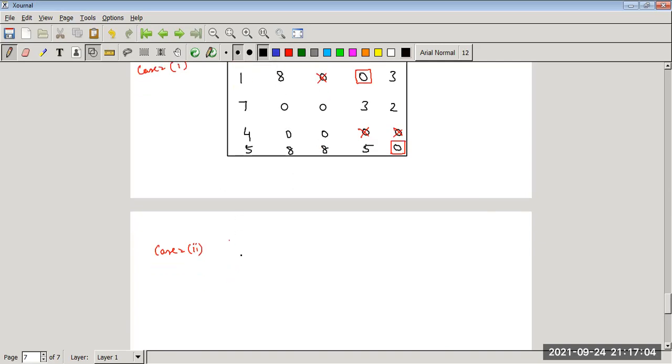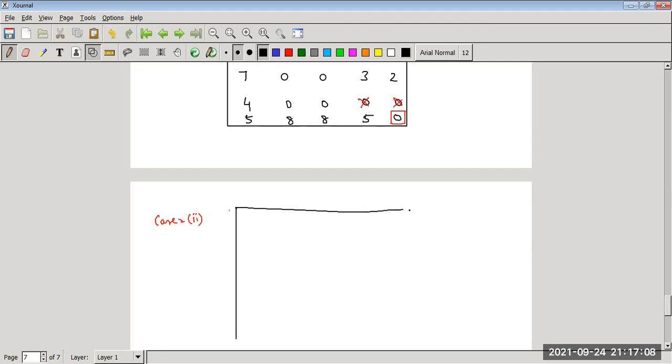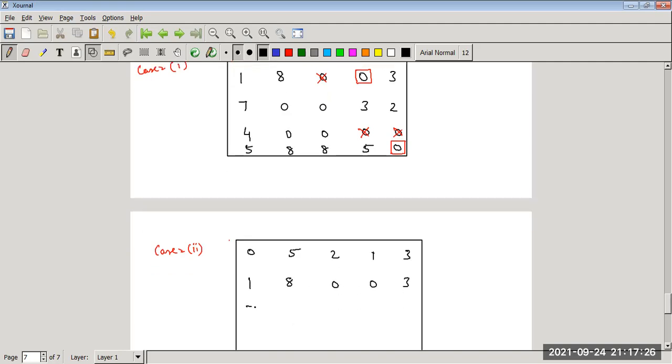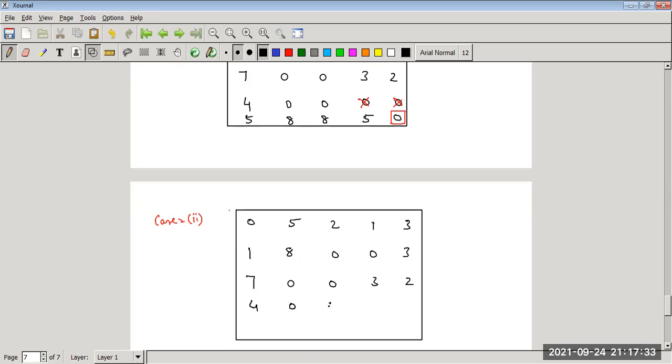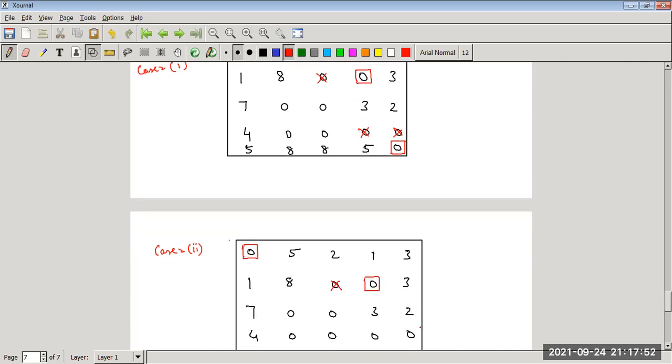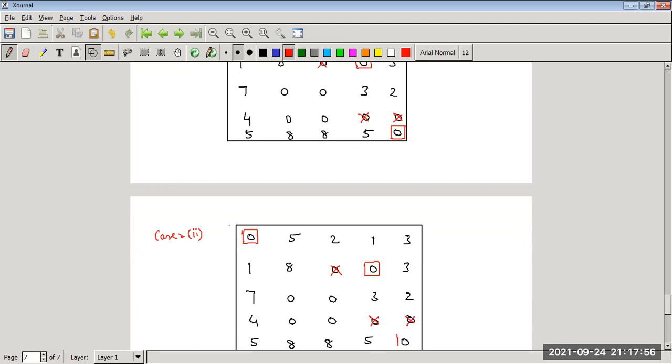हम सेम टेबल इसका केस नंबर 2 का ड्रॉ करेंगे. 0 5 2 1 3 1 8 0 0 3 7 0 0 3 2 4 0 0 0 0 5 8 8 5 0. जो हमने असाइन किए हैं वो एज इट इज यहाँ भी असाइन करेंगे. दिस 0 इज क्रॉस्ड, दिस इज क्रॉस्ड, दिस 0 इज असाइंड.